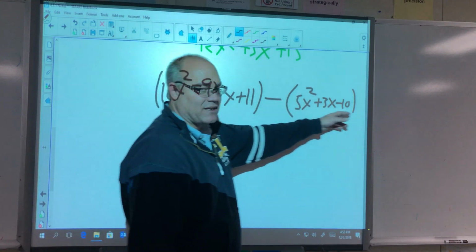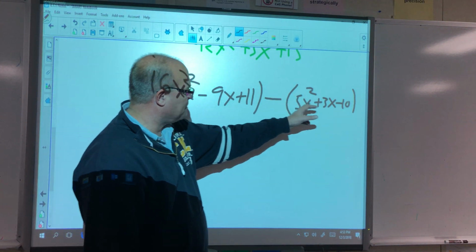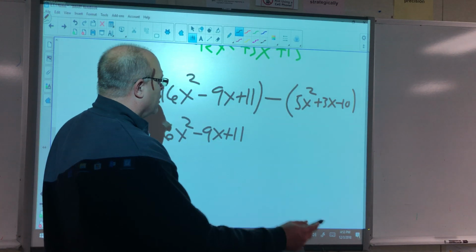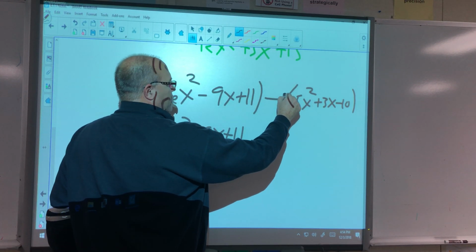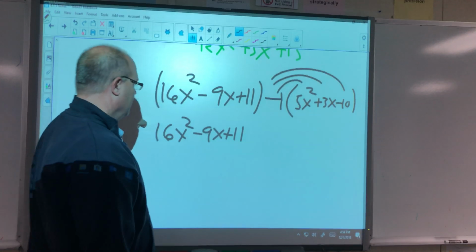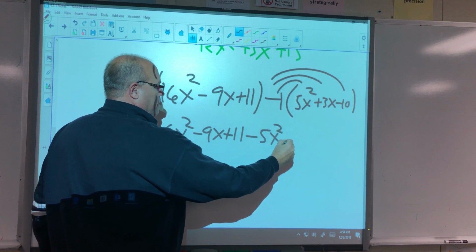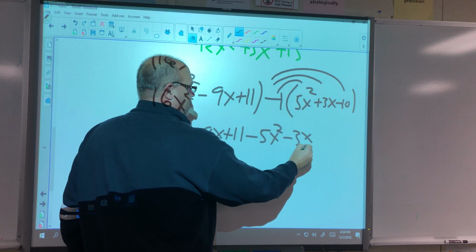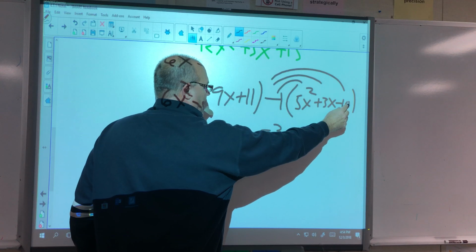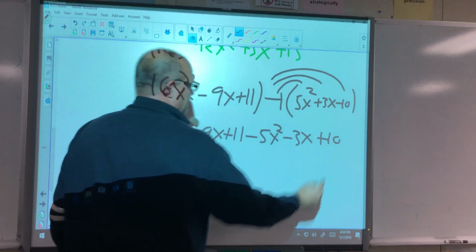Now we're subtracting this, so you think add the opposite. You're going to add the opposite sign of each term. Or some people like to think of it as distributive property, like you're distributing negative 1. Whatever works for you. Okay, so I'm going to get negative 5x squared minus 3x, and then the opposite of negative 10 is positive 10, or negative 1 times negative 10 is positive 10.